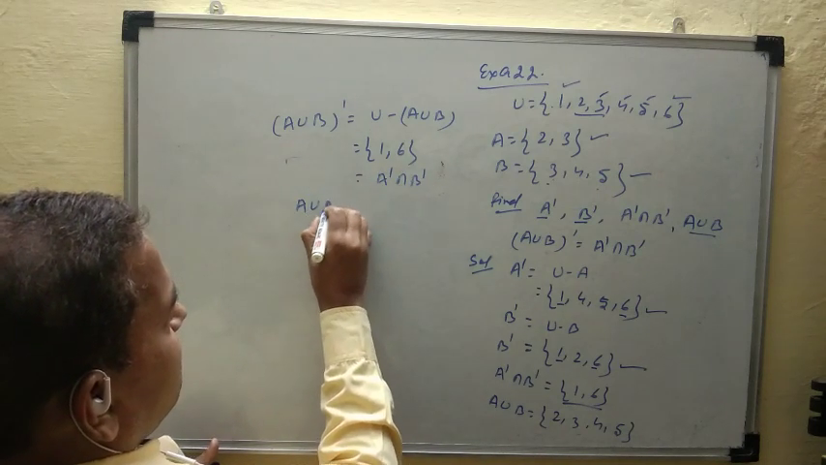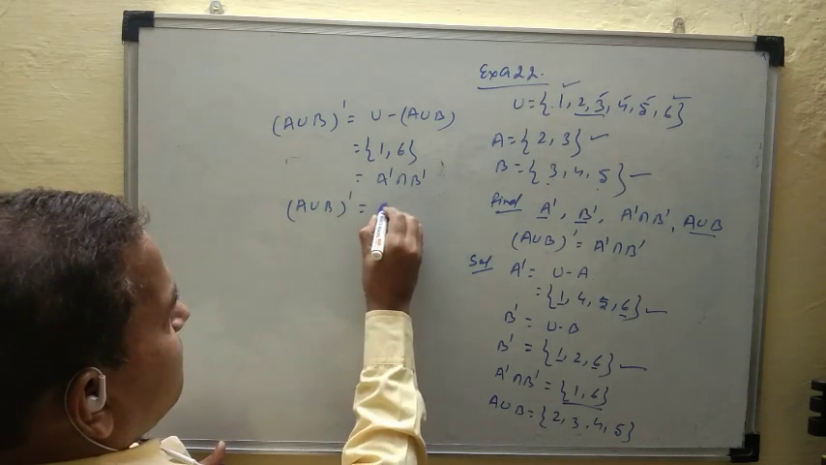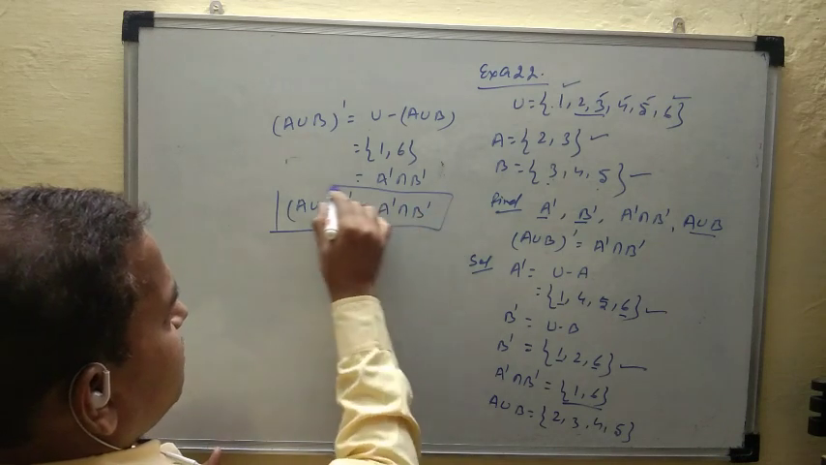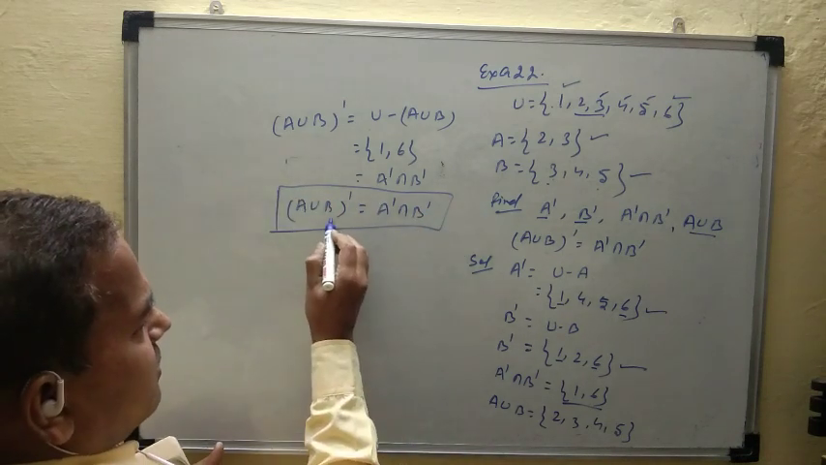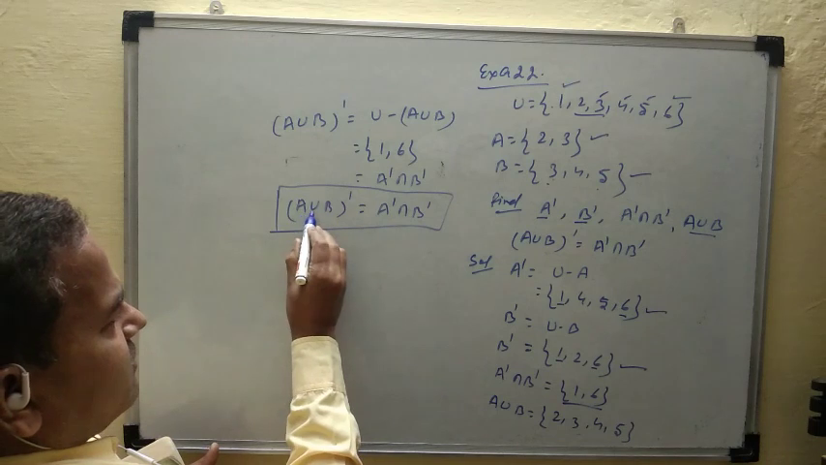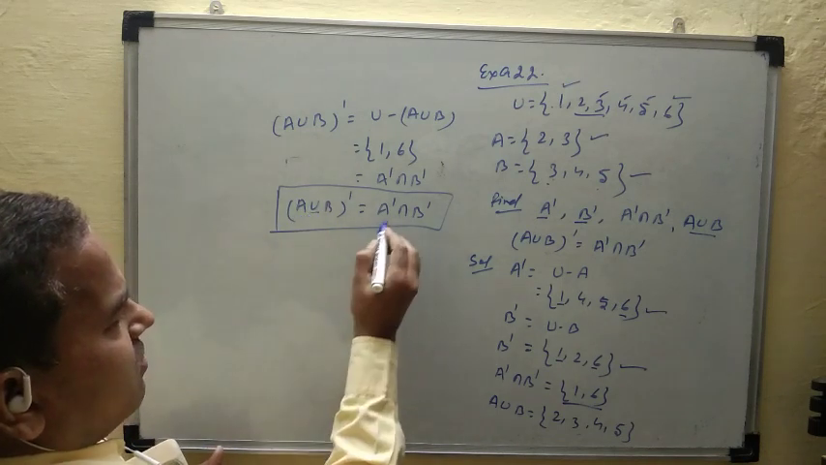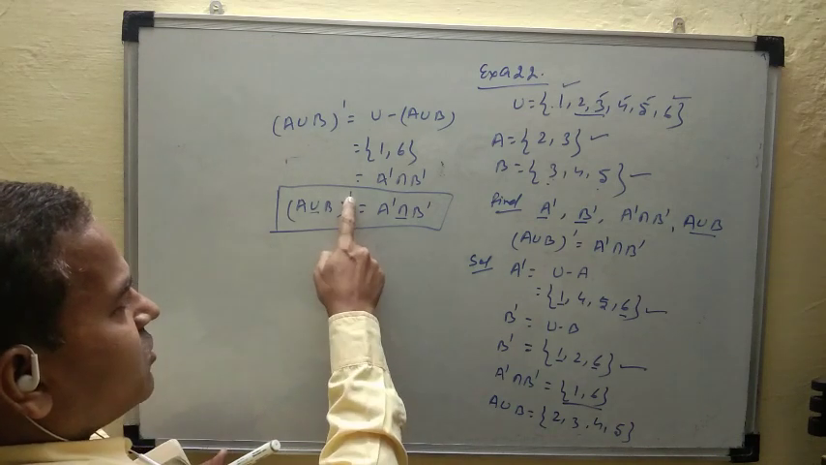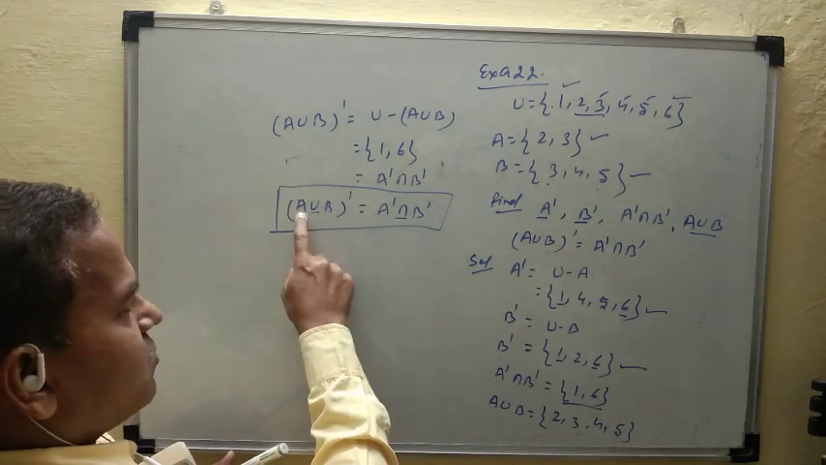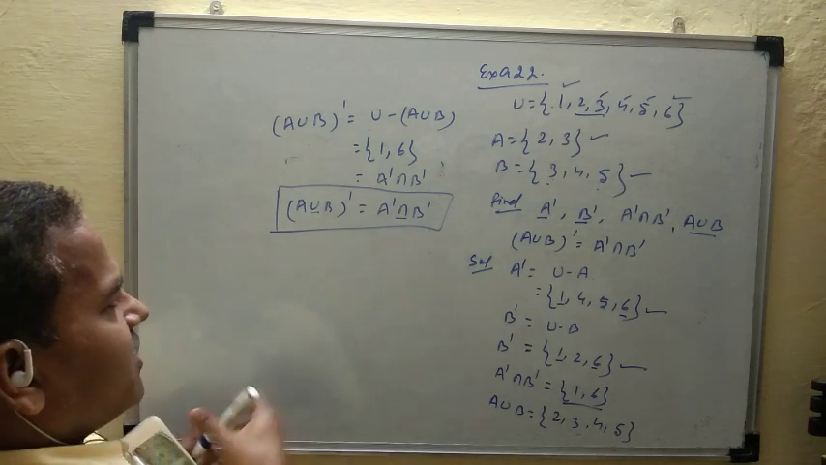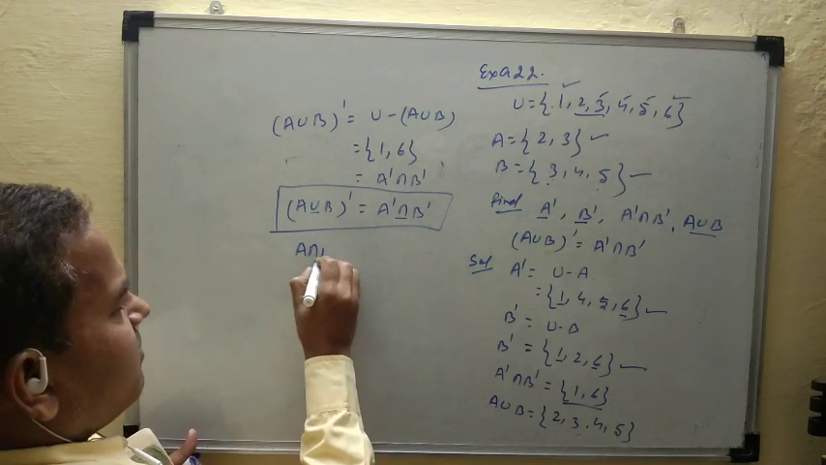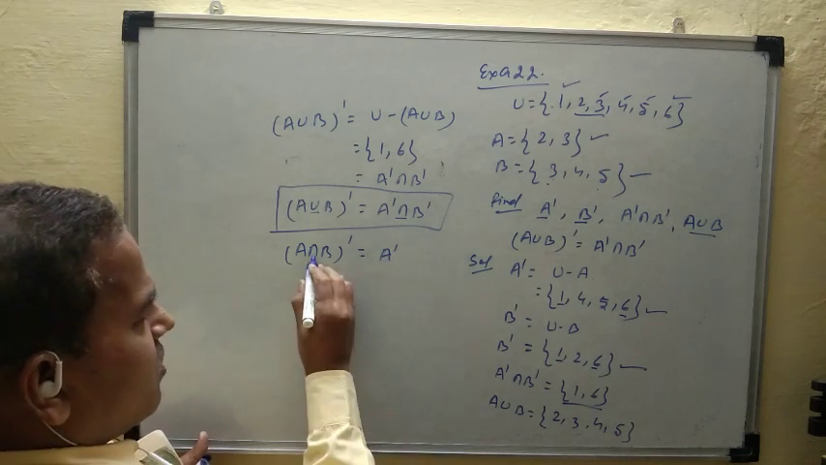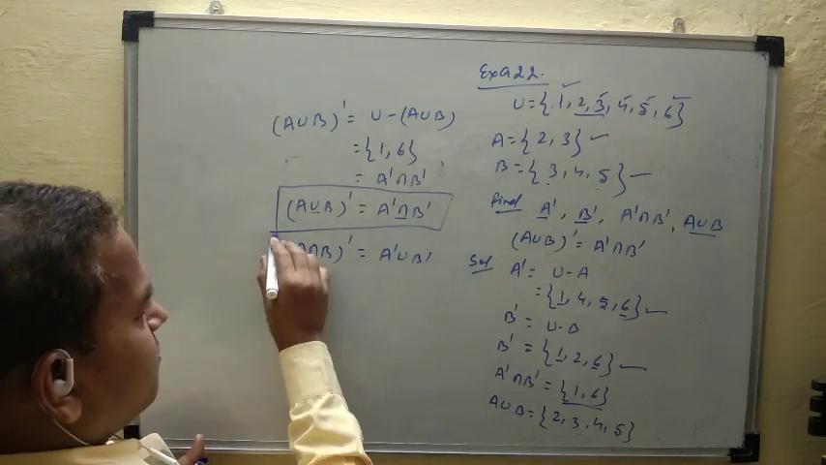Therefore A union B whole dash is equal to A dash intersection B dash. This is a property also. Here you check the middle sign: what is it? Union. And on the other side the sign becomes intersection, that is, the sign is changed. And the dash is on both, so put a dash on both and change the sign. Similarly, if it is intersection, then the whole complement of A intersection B is the complement on both and the sign changes. This is the property.